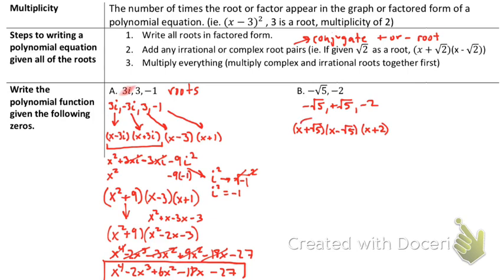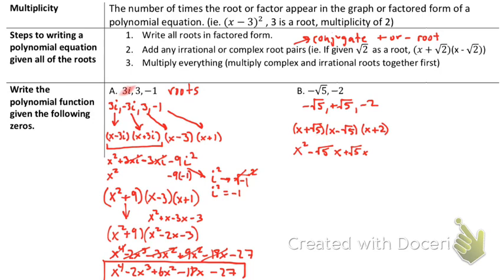So we're going to go x times x squared, x times negative 5. That's going to give me negative square root of 5 x. Again, the x is outside the square root. Okay, and then we're going to go square root of 5 times x. That gives me positive square root of 5 x. And then square root of 5 times negative square root of 5.